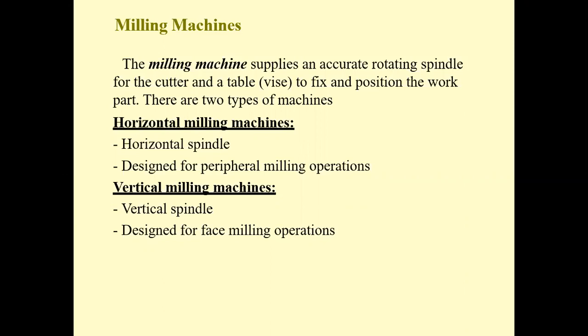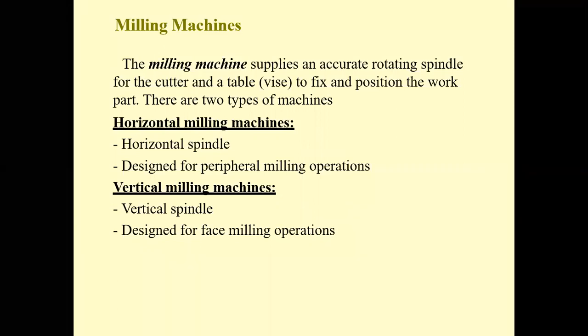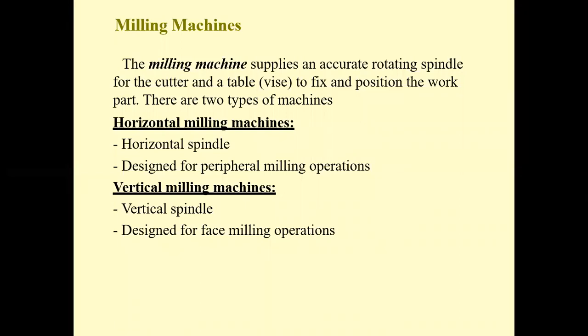There are two types of machines. Based upon the axis, that is the direction of the spindle, we can categorize the machines into horizontal and vertical machines. This variation is the classification of milling machines based upon the axis of rotation.